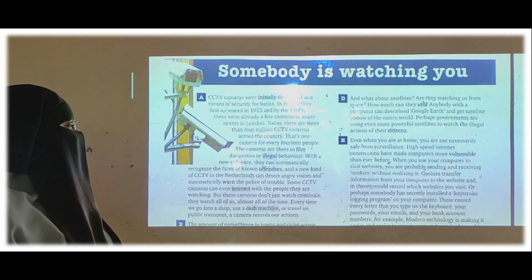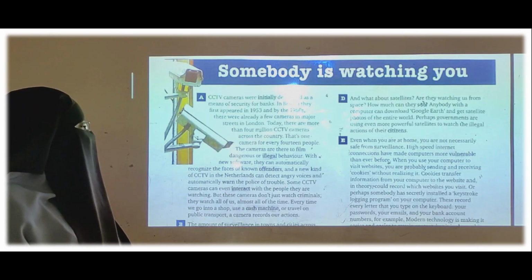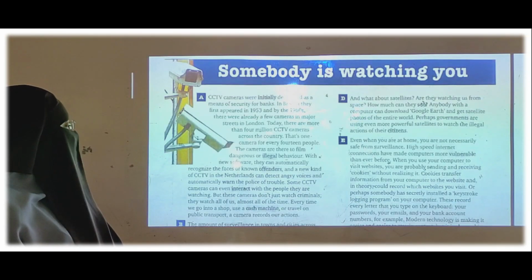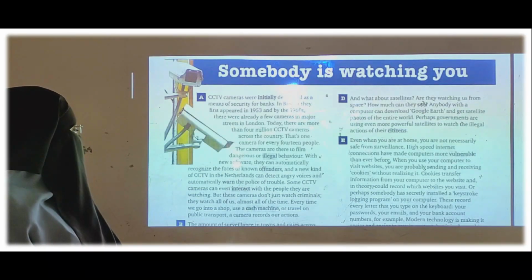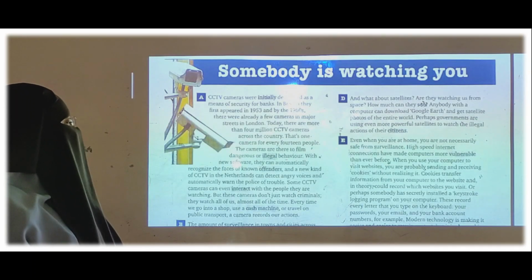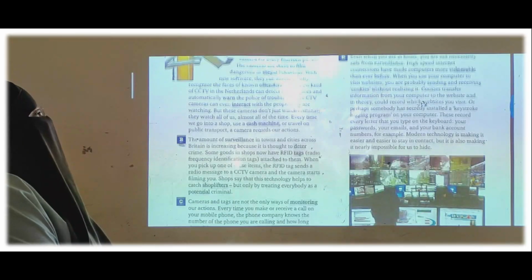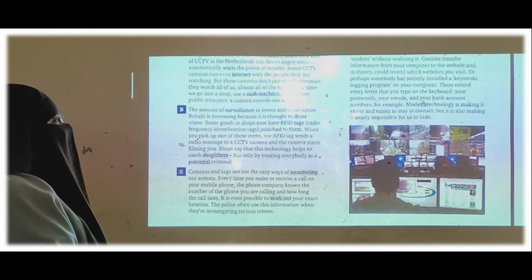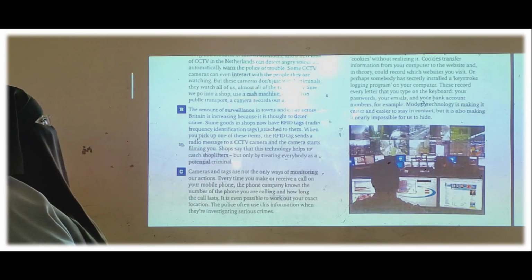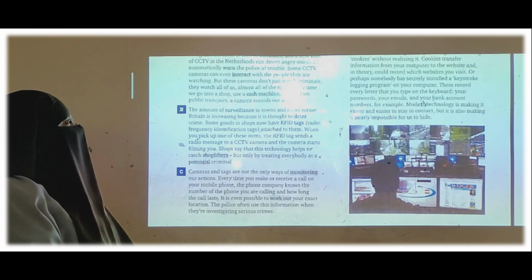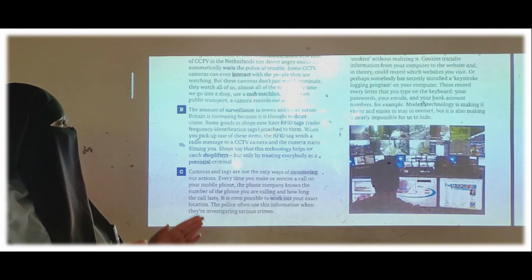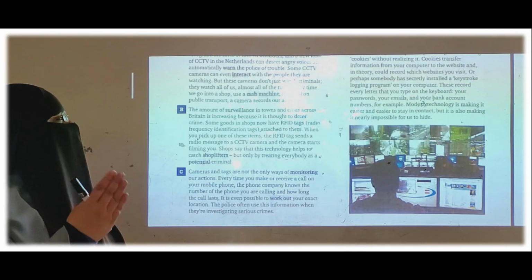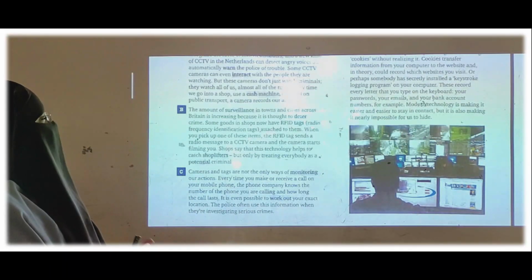But these cameras don't just watch criminals, they watch all of us. Almost all of the time. Every time we go into a shop, use a cash machine, or travel on public transport, a camera records your action. The amount of surveillance in towns and cities across Britain is increasing. Why? Because it is thought to deter crime. So, the government there thought that increasing the amount of people being filmed has the ability to stop crime. Deter means stop, to deter crime.